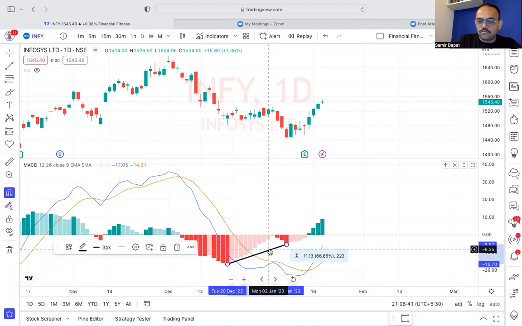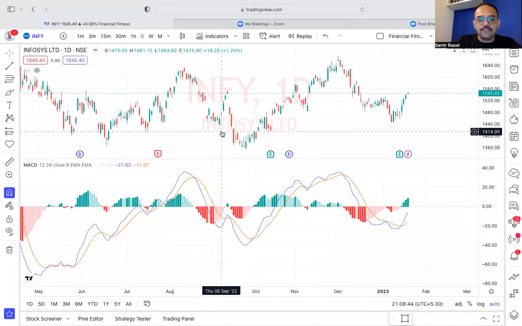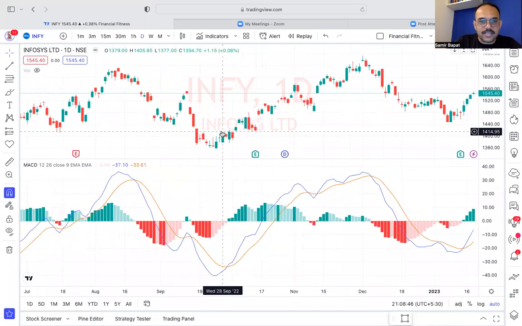So what we have to do, once we have this divergence, see, this is the divergence. I'll take this example.